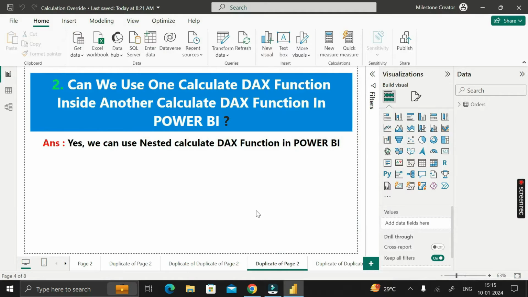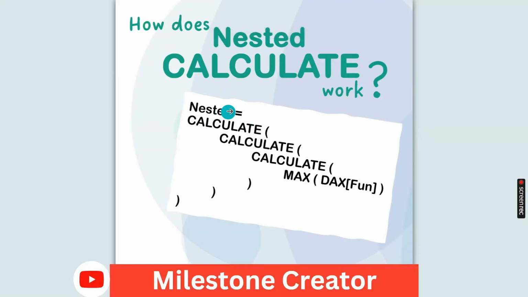Okay, now first let me show you one example. So here you can see in this example we have created one measure called nested, and to create this nested measure we have used the CALCULATE DAX function inside another CALCULATE DAX function, right? Or we can say it is the nested CALCULATE DAX function. Because here we have used this CALCULATE DAX function inside this CALCULATE DAX function, and we have used this one inside these two CALCULATE DAX functions. Okay, and this is called the nested CALCULATE.